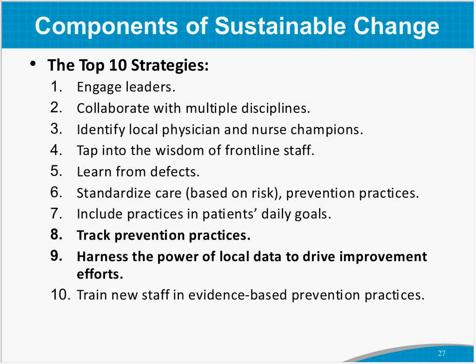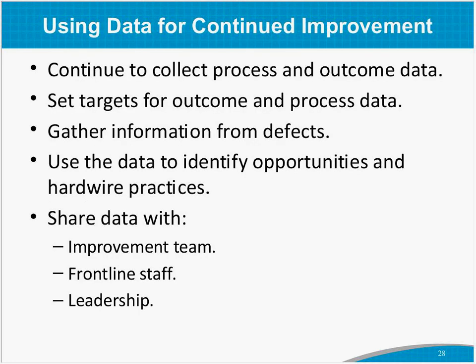8 and 9 in the top 10 strategies are talking about what are you going to measure, how are you going to track your prevention practices, and then what are you going to do with the data, both your outcome data, so what your pressure ulcer rate is, as well as what your fall rate is, but then those process measures. How often are you assessing fall risk appropriately? How often, based on that risk, if a specific intervention should be implemented based on that patient's risk, is it being done? It's important to set up a regularly scheduled process metric data collection process.